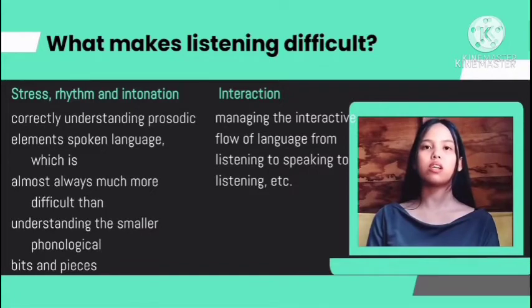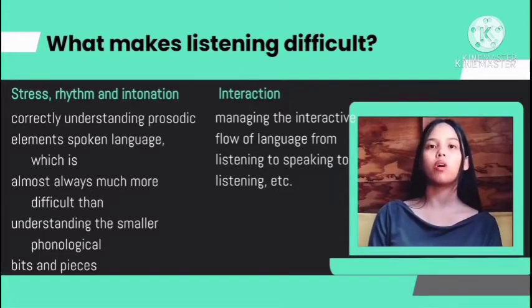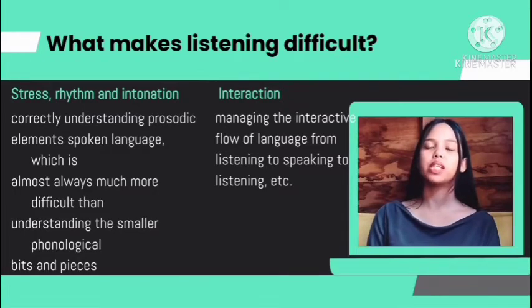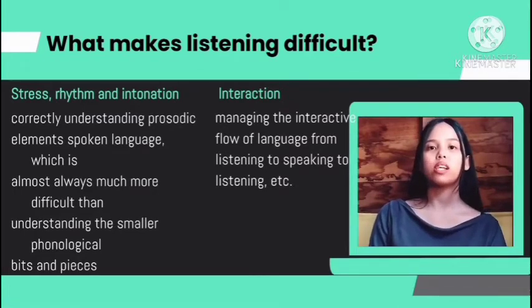Number 7, stress, rhythm, and intonation. Correctly understanding prosodic elements of spoken language, which is almost always much more difficult than understanding the smaller phonological bits and pieces. This is why stress, rhythm, and intonation are very important in speaking, because it can cause confusion to the listener. And last but not the least, number 8, interaction. Managing the interactive flow of language from listening to speaking to listening and so on.